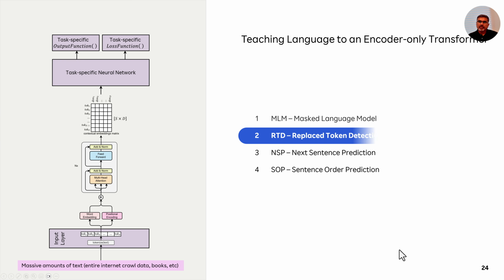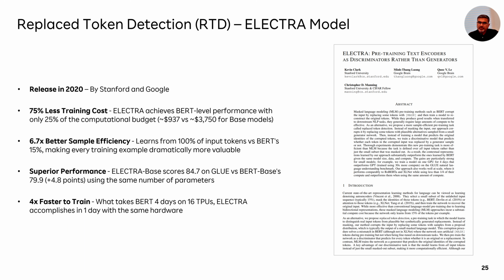Now let's look at the other type of pre-training, which is called replace token detection. This is an idea that was proposed in a 2020 paper called ELECTRA, which comes out of Google as well as Stanford. ELECTRA uses a different strategy. For a similar size model, it is about 4 times faster to train. It costs a quarter of what it would cost to train using masked language model.